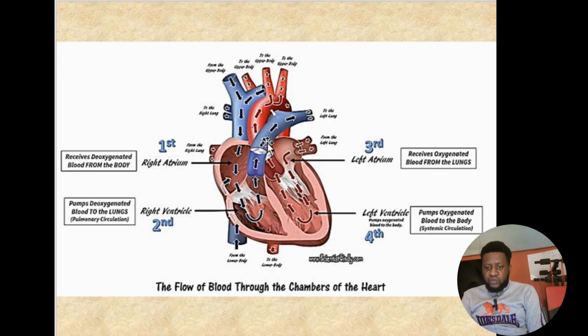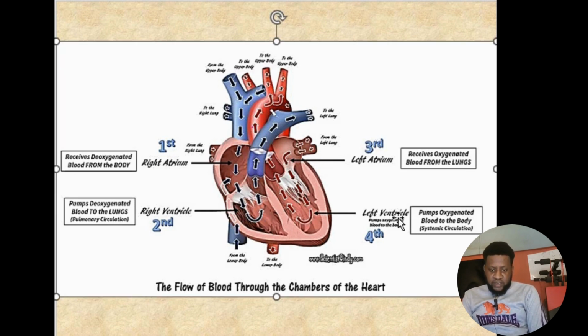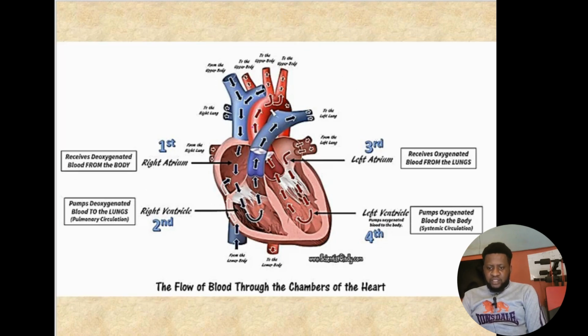Then after that, it comes to number 3. From the lungs, it comes back into the heart through the left atrium. Now the left atrium receives oxygenated blood from the lungs. And then from there, it goes into the left ventricle. Now the left ventricle will pump it through the aorta into the body. So this is the same thing I explained in the previous parts.